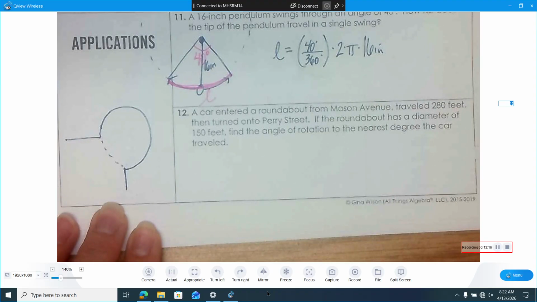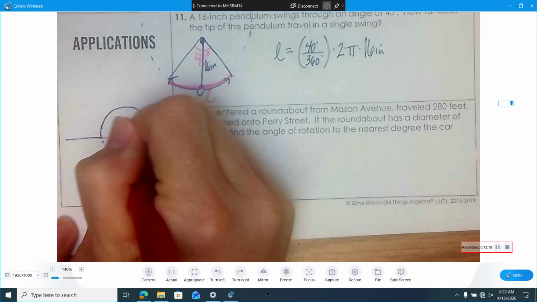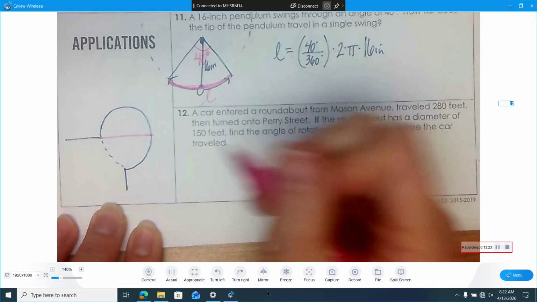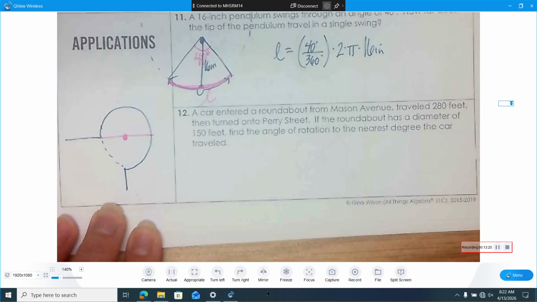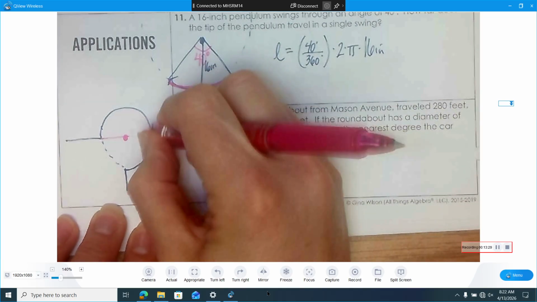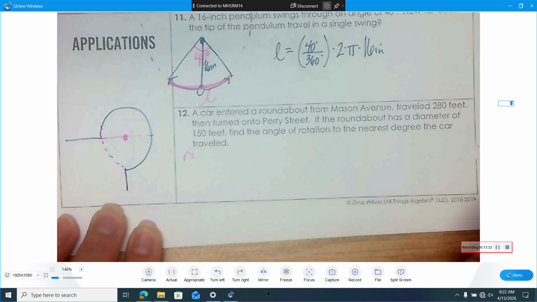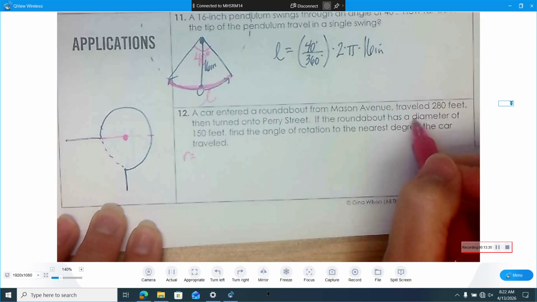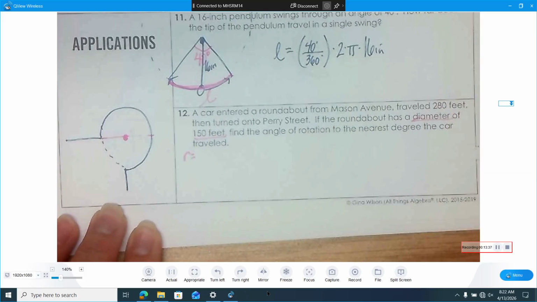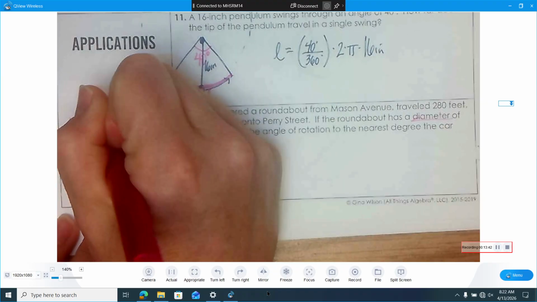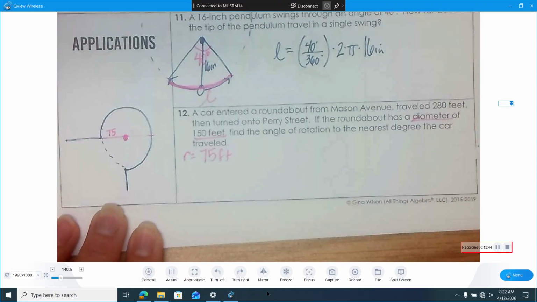If the roundabout has a diameter of 150 feet, I don't really care about diameters. Tell me about the radius. So the diameter is 150 feet. What's the radius? 75. There you go. Okay, so the radius is 75 feet.